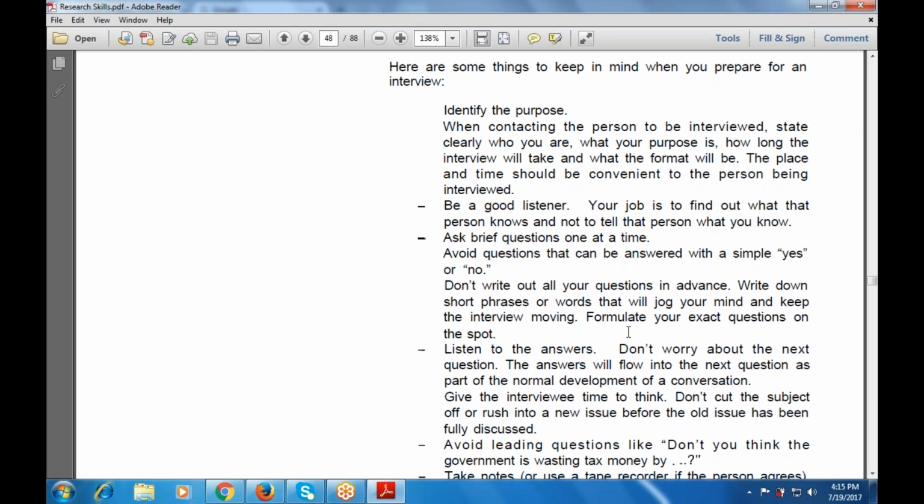And don't cut the subject off or rush into new issues before the old issue has been fully discussed. That means do not move to a new topic. For example, if you are talking about a business application interview and a word arrives, for example, tax, you should not indulge in GST and its various drawbacks and merits. No, you stay specific to your topic. Next is specific to the topic, in the sense, specific to the question that you are trying to ask.